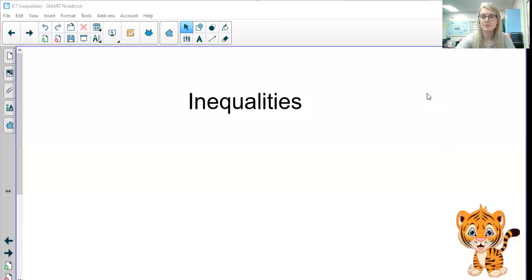We're still in chapter 8, but we are going to be starting something brand new, something called inequalities. That might be a word you've heard before or maybe not, but inequalities deal with greater than or less than symbols. I'm going to show you a few new ones today that maybe you have not seen before, and then we're going to learn how to graph inequalities as well. So I'm going to head to the front so we can get started.